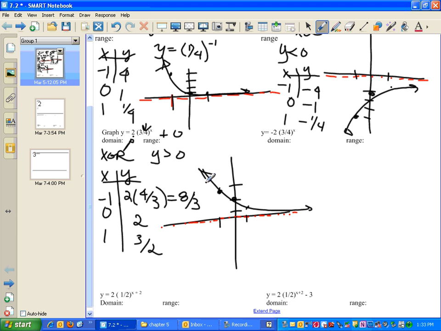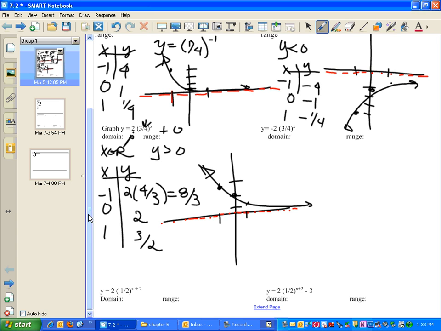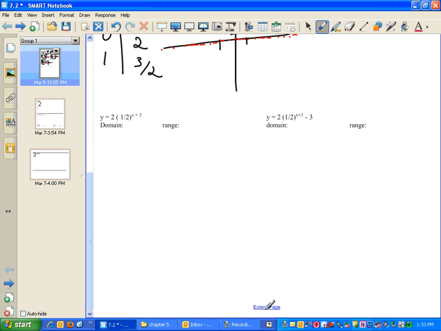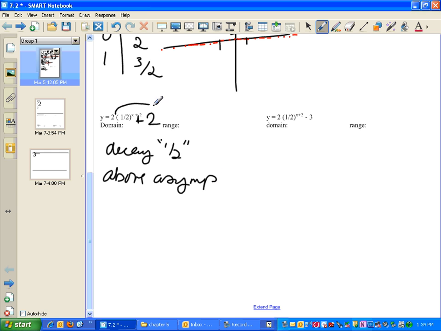How we doing? Good? Let's do one of these over here. This one was actually +2 over to the side. I'm not going to graph both of these, but let's just talk about these a little bit. I think we're okay with graphing these, aren't we? This is a decay because of the 1/2. This is above or below the asymptote. And we know that because of this 2 right here.